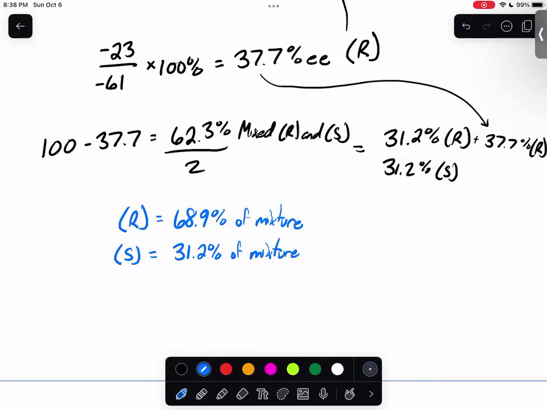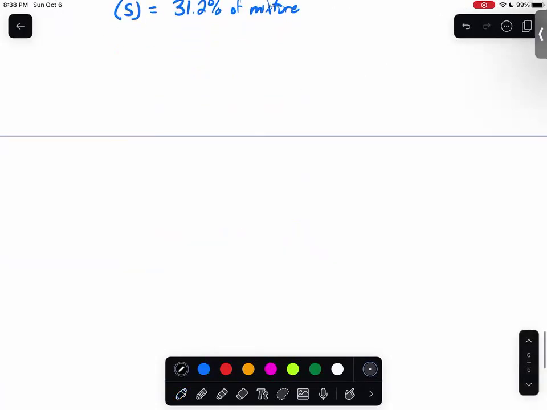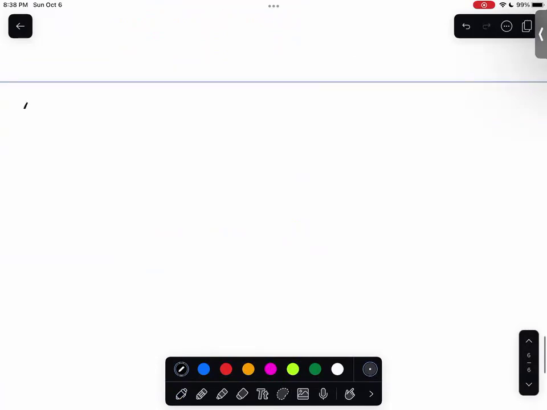Okay? As per usual, practice makes perfect with these, right? So the more you do, the more comfortable you're going to get with it. But with that being said, there are other ways that we can change up these variables to make it a little different, right? Let's take a look at another example. What if this time, instead of being given the specific rotation, we're told something a little different?